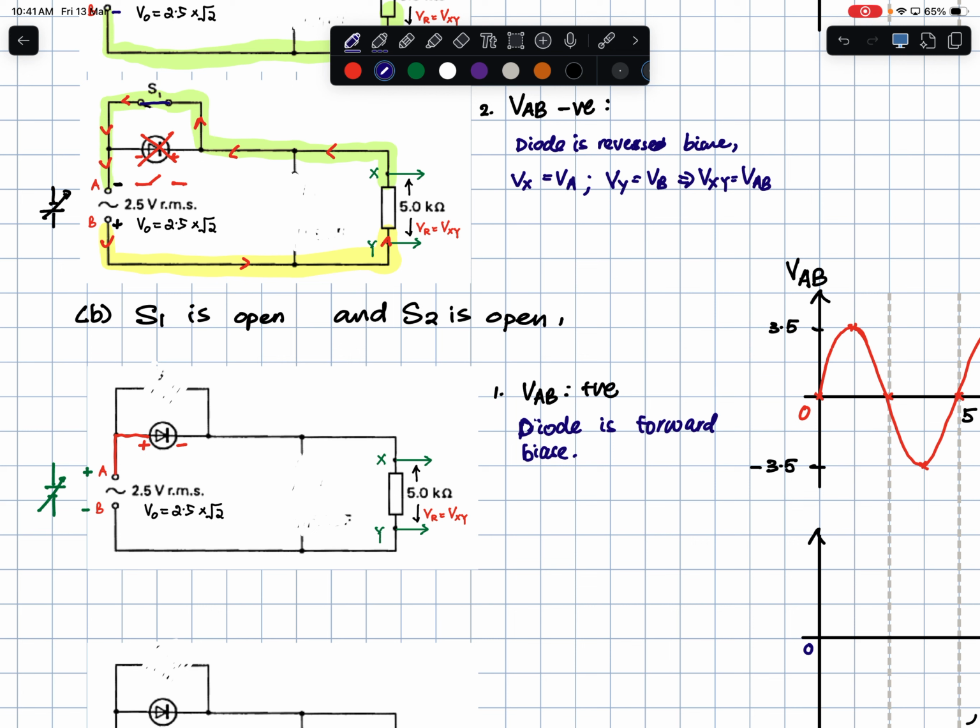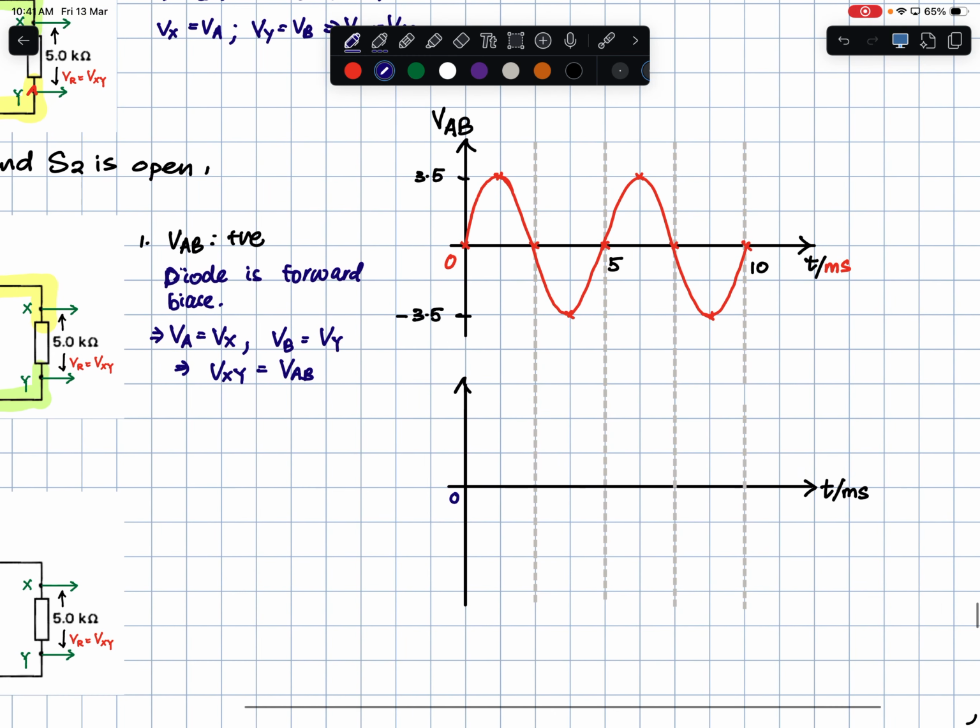And again, we can trace the potential difference. This is VA, VA, VA, VA. So the potential of A is equal to the potential of X. Similarly, I can do the other one. When you connect this, you'll also be able to see that the potential of B is equal to the potential of Y, and in all, the potential difference across XY is the potential difference across AB. So for the first part of the cycle, no problem.